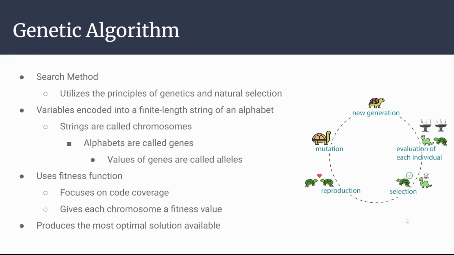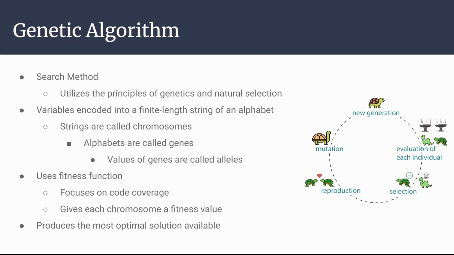So for genetic algorithm, it is a search method that utilizes the principles of genetics and natural selection. Here on the diagram on the right, you can see that it starts off with a new generation where you want to evaluate each individual for its strengths, its weaknesses, and see what you want to select for. Go through with the selection, it will reproduce, mutate, and then you'll end up with a new generation again. And going through the cycle, you'll end up with the optimal solution for your current problem.